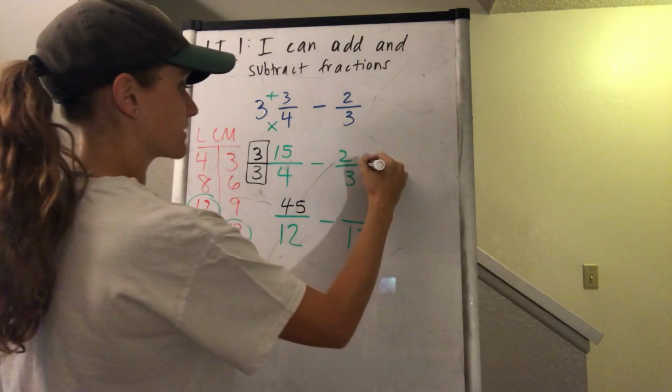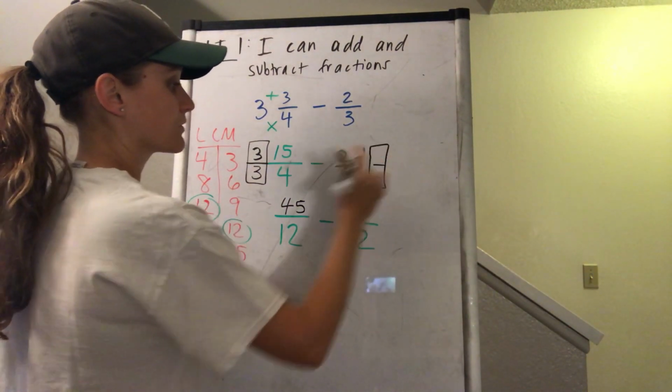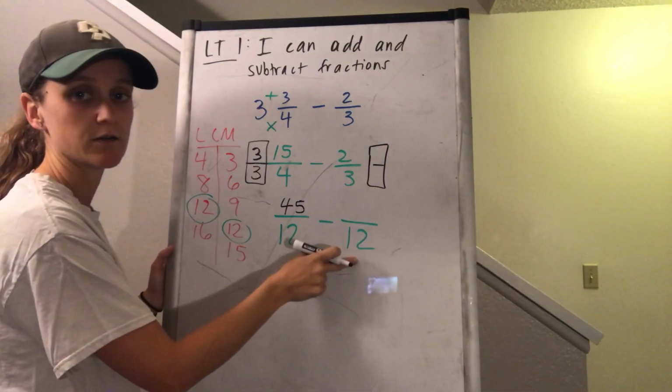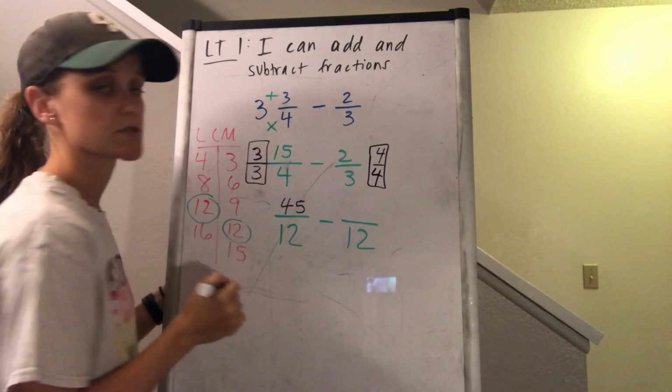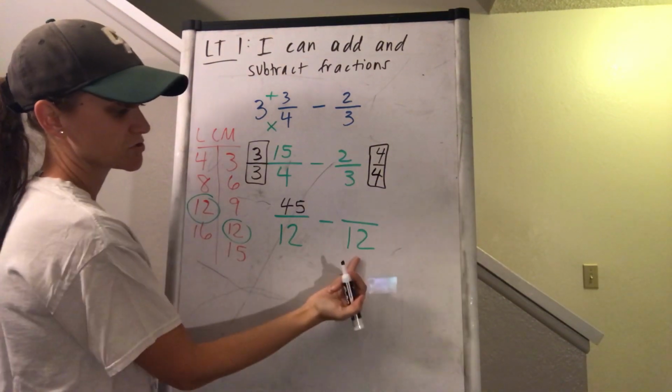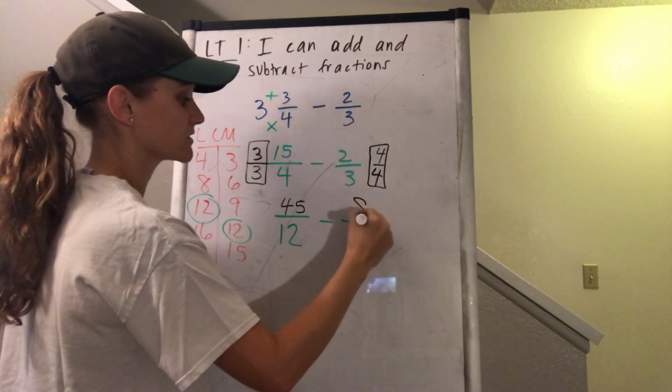Same thing over here. So I'm trying to figure out 3 times what number gives me 12, and that's going to be 4. So 4 goes on the bottom, 4 also has to go on top. So 3 times 4 was 12, so 2 times 4 is 8.